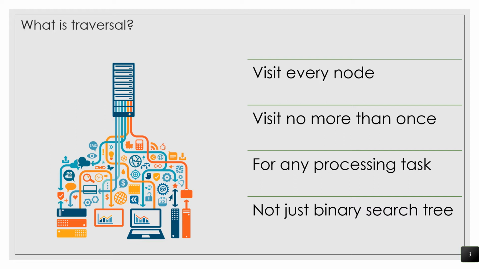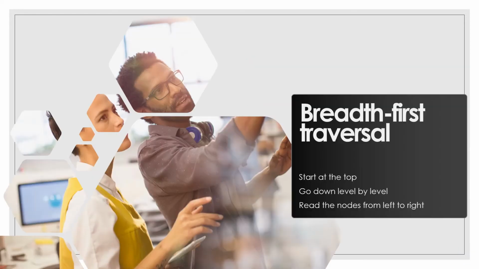And we can traverse any data structure, not just a binary search tree, but the examples that I'm going to include are binary search tree examples. There are 2 ways of traversing a tree. They're called breadth first and depth first traversal, and I'm going to talk in this lesson about breadth first traversal. In breadth first traversal, we start at the top of the tree and just read the levels down one by one. And within a level, we read from left to right, just like we would when we're reading the words on a page. So it's a very natural form of traversal.